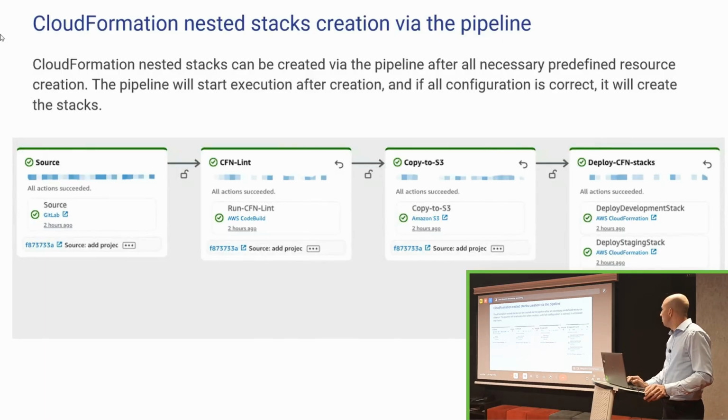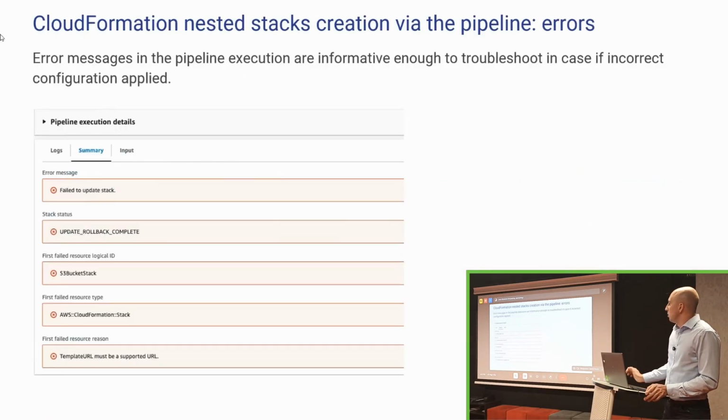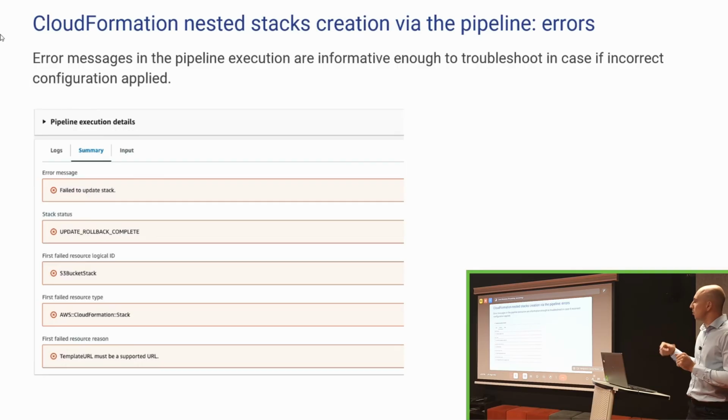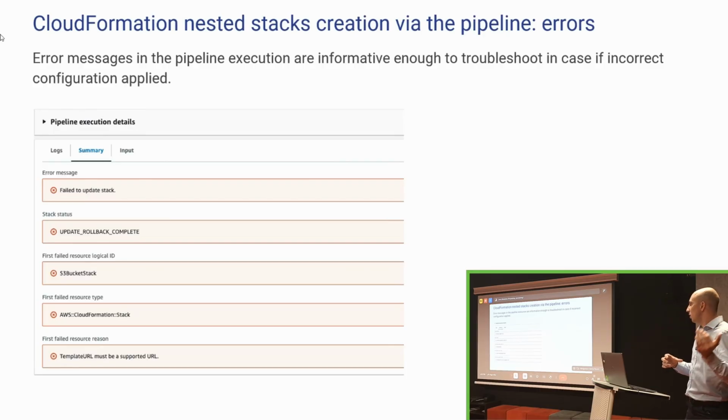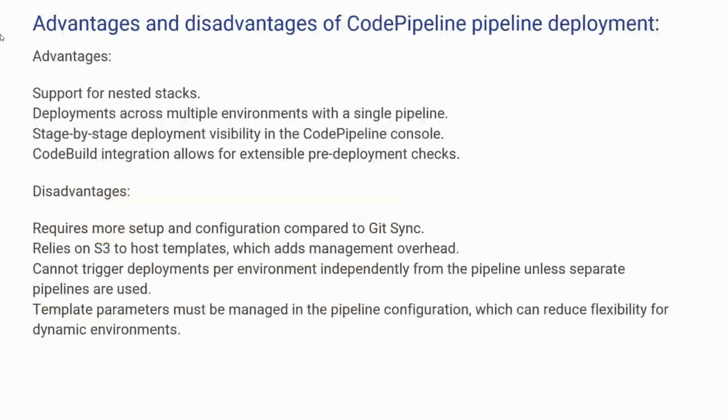In case of deployment, for example, here I was trying to use an incorrect URL in the template. Instead of providing an S3 bucket URL, I was trying just something like google.com. And here I see clear error logs showing what is not okay. Earlier with Git Sync, it was not clear enough. Here is more clear information.